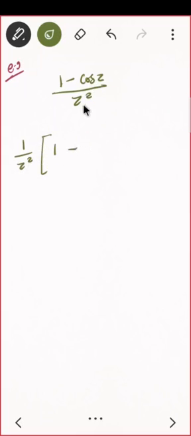Okay, so suppose you are having this function, 1 minus cos z upon z square. Can you write the expansion of this? How will you write it? You know the expansion of cos z, correct? So let us put 1 upon z square outside. This will be 1 minus, what is the expansion of cos z?